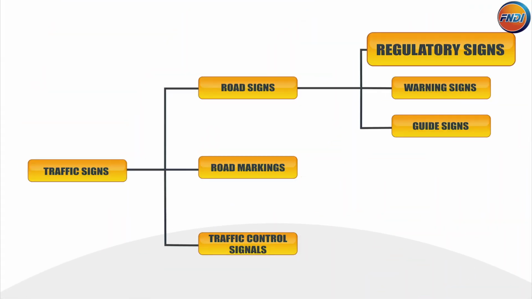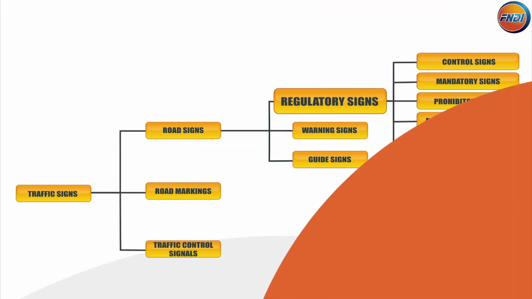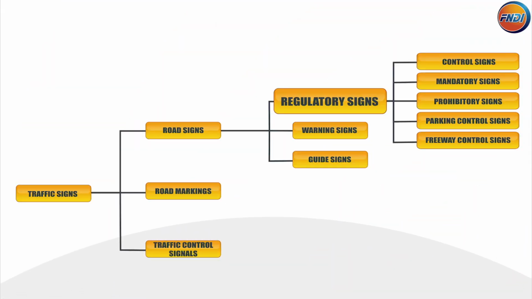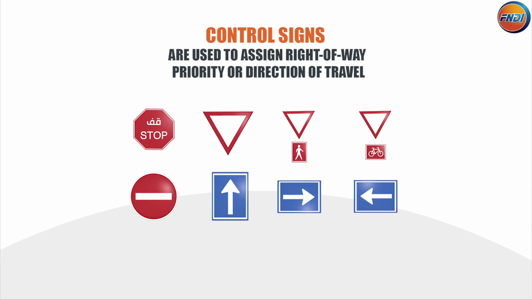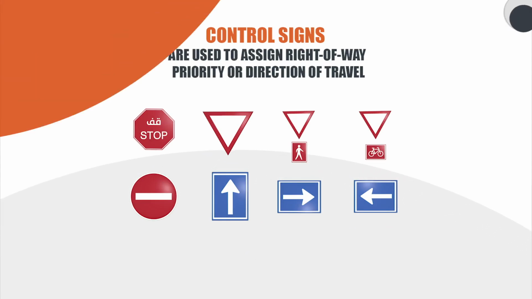Regulatory signs. These are the signs which control the actions of the road users. These signs tell road users what they must or must not do. There are 5 types of regulatory signs. They are control sign, mandatory sign, prohibitory sign, parking control sign, freeway control sign. Let's start from the control signs. Control signs. Control signs are used to assign right-of-way priority or direction of travel.